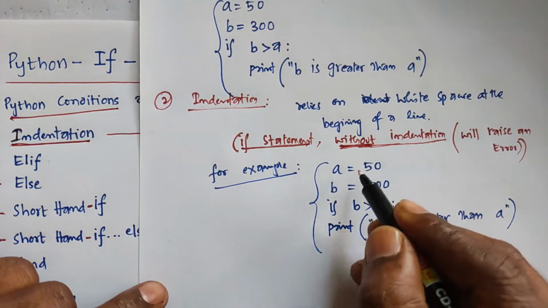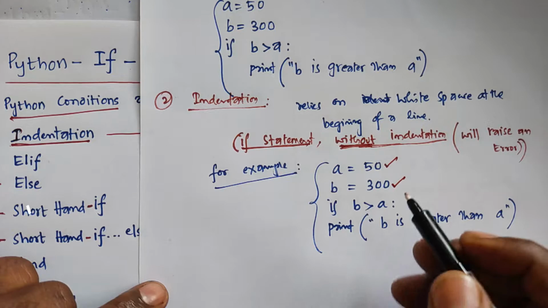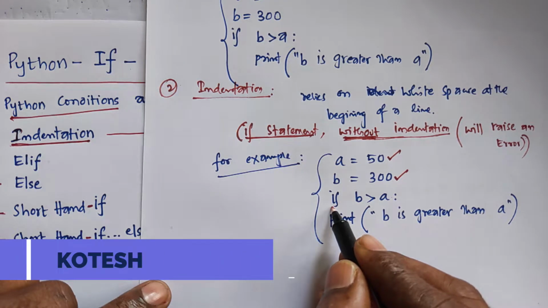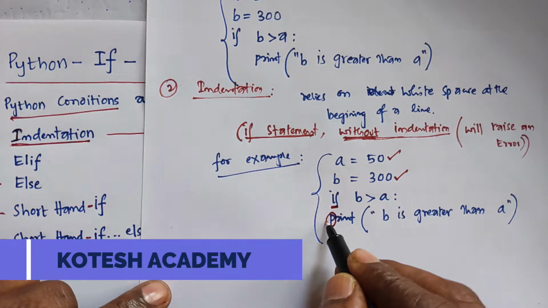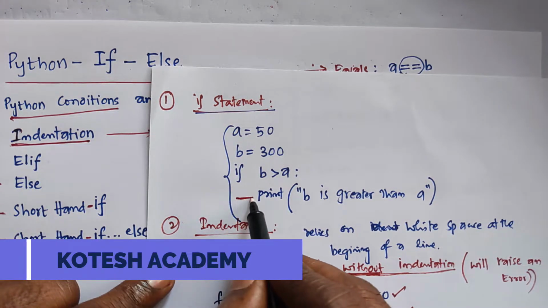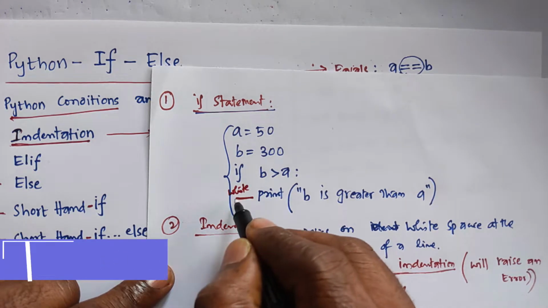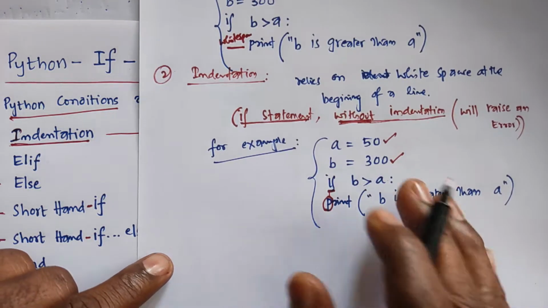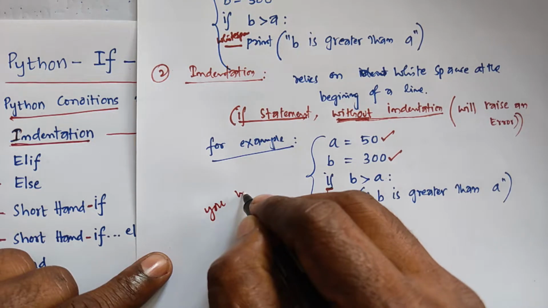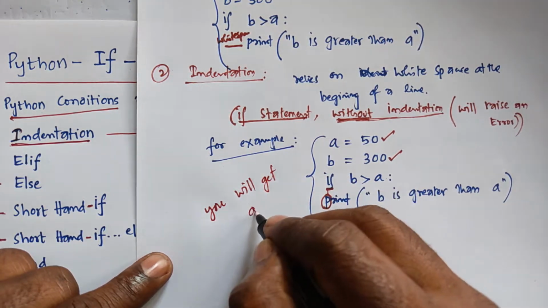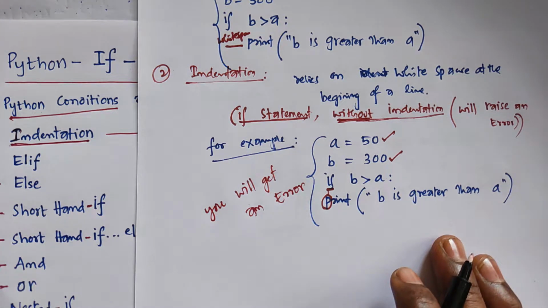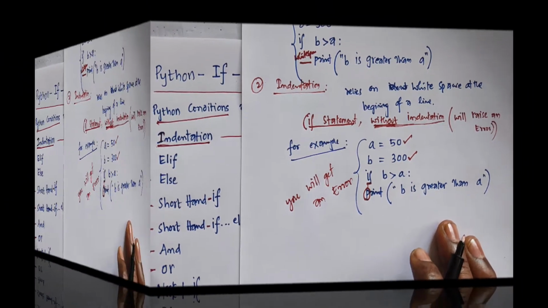For example, if you take A is equal to 50, B is equal to 300, if B is greater than A. Now, below the if statement you write print. There is no space here. But in the previous condition you had one space, that is the white space. Then only will you get execution of the instruction. But in this instruction, you will get an error after execution. So this is the main concept: before execution, you have to give at least one space.